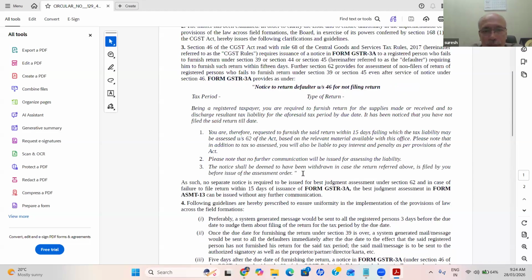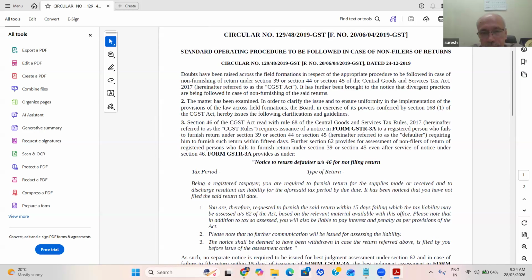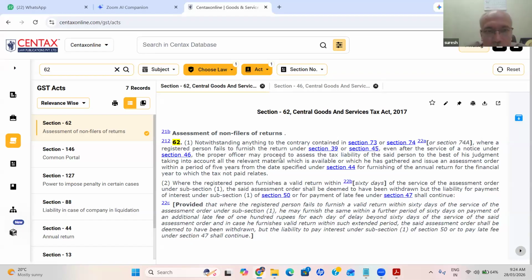Okay. So here, after this, I will again go to section 46. I think subsection 1 is clear to everybody. For the sake of repetition, I will say that it's only GSTR 3B or GSTR 10 non-filing. Then there has to be a notice of GSTR 3A under section 46. There were cases also in the High Court where the section 46 notice was not given, but the ASMT 13 was issued. But I think normally GSTR 3A is a system generated notice. This goes to everybody normally.